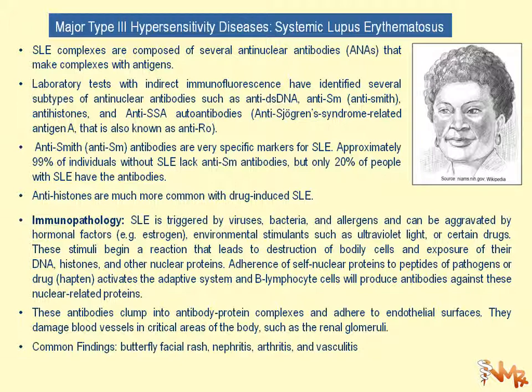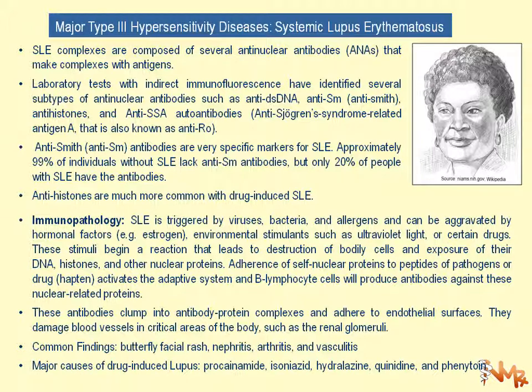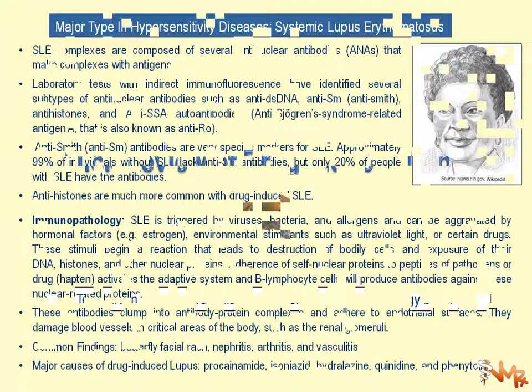Common findings in systemic lupus are butterfly facial rash, nephritis, arthritis, and vasculitis, the classic common findings with type 3 hypersensitivity diseases. Major causes of drug-induced lupus include procainamide, isoniazid, hydralazine, quinidine, and phenytoin.